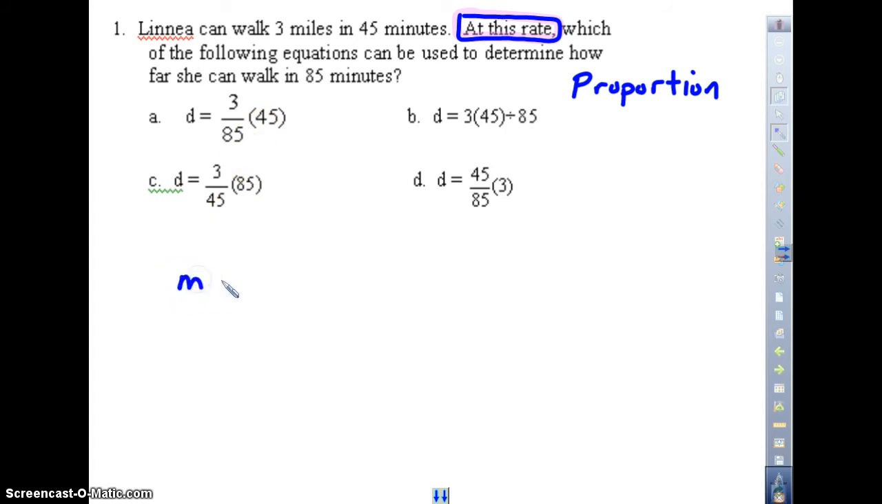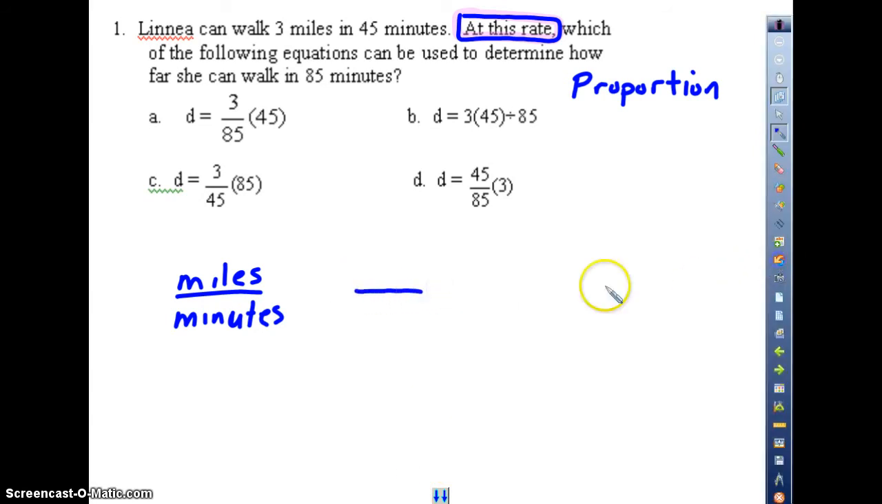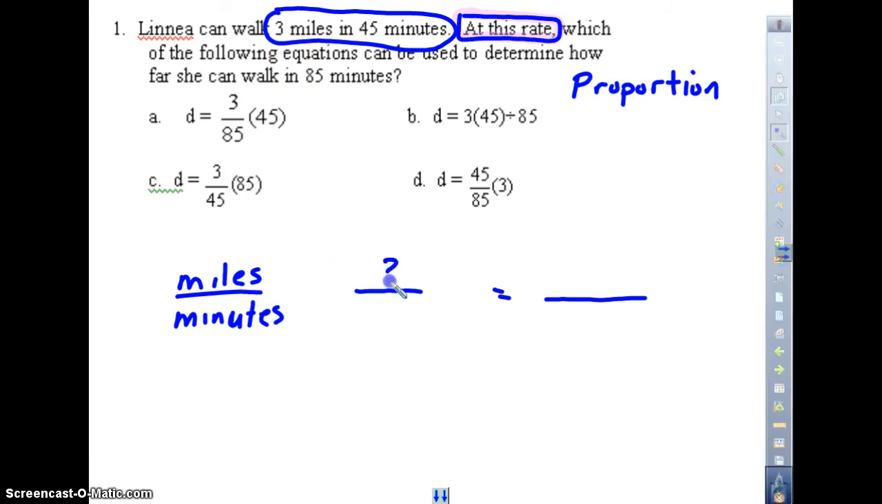I'm going to compare miles to minutes. And if you guys know me, I always set up a word ratio first so I can get all my numbers in all the right places. So let's set up a proportion. Let's start with this. She can walk 3 miles in 45 minutes. Miles goes on top, minutes goes on the bottom.